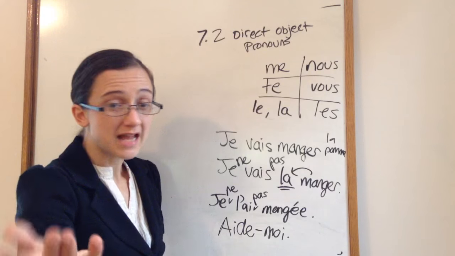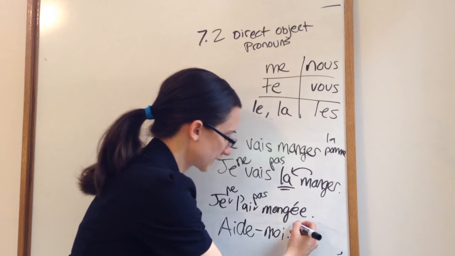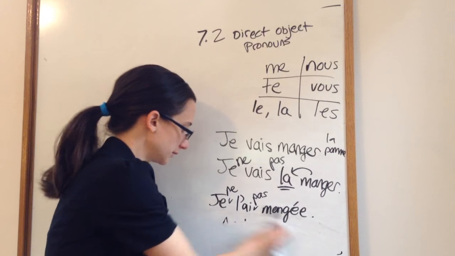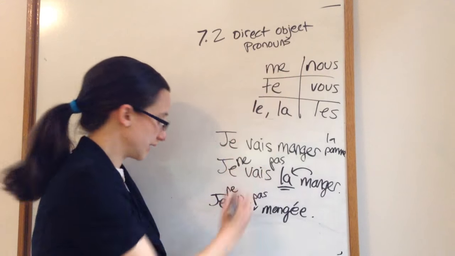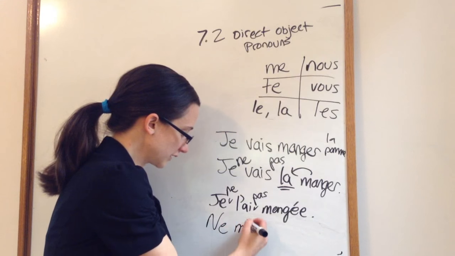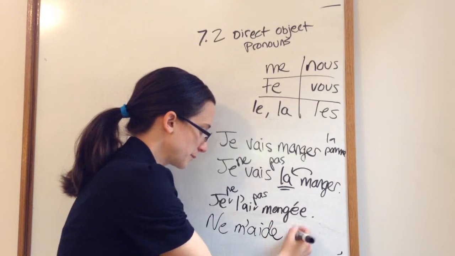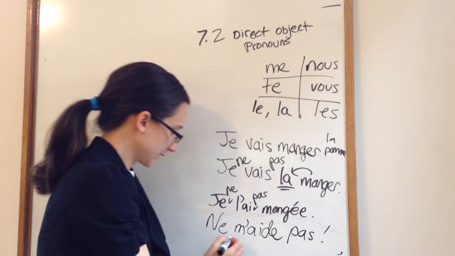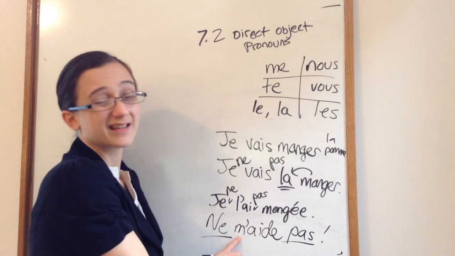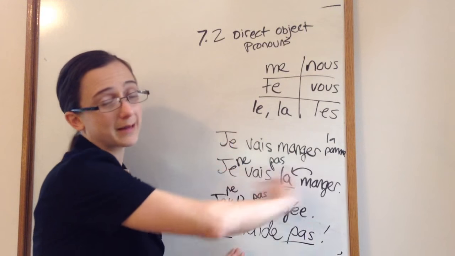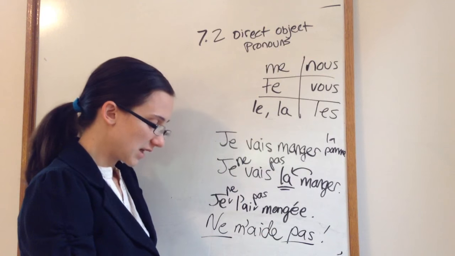And what if we're saying negative? Negative, it just goes really back to normal. You don't have to use the moi and the toi. It would be ne m'aide pas. So we have the negative, and this goes just like we talked about already before the verb.